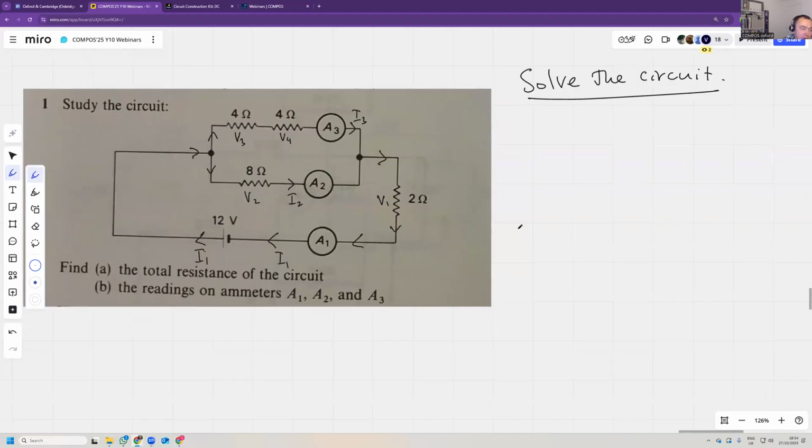Now we can start by finding the total resistance of the circuit. That's a good idea. So the 4 and 4, that's 8.